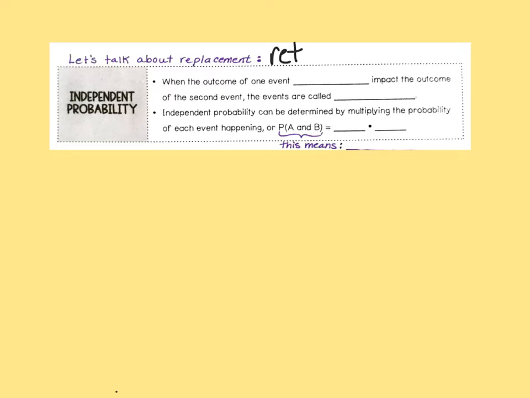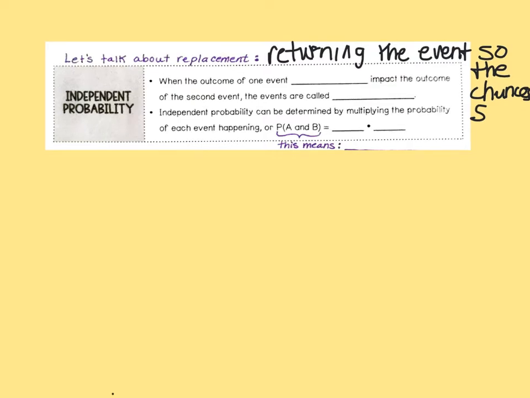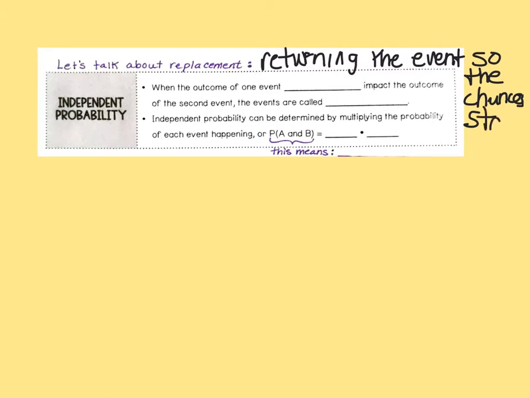So we're going to talk about independent events, and we're going to start with replacement. Replacement is when we return the event back into the pool of events so that the chances don't change. So if I take out a red M&M, I put it back in. That's called replacement. So the chances stay the same.